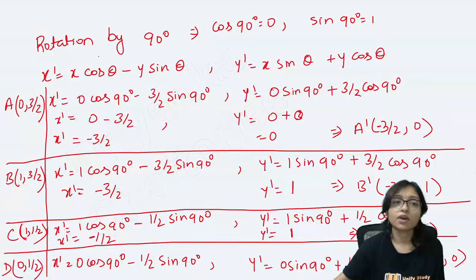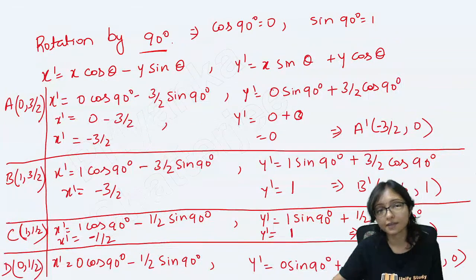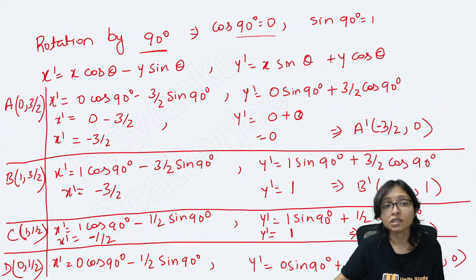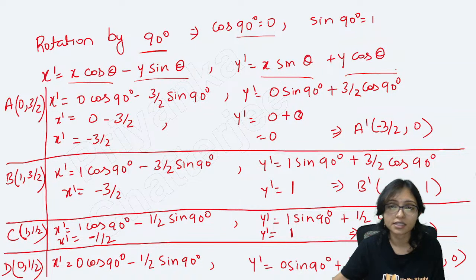Then after that you have to rotate by 90 degrees. Whenever you are doing a 90 degree rotation, the new x is x cos theta minus y sin theta, and the new y is x sin theta plus y cos theta. Then just put the values and get the answer.